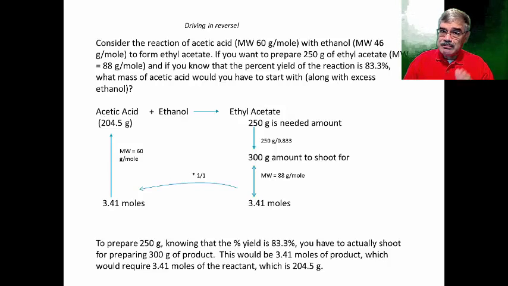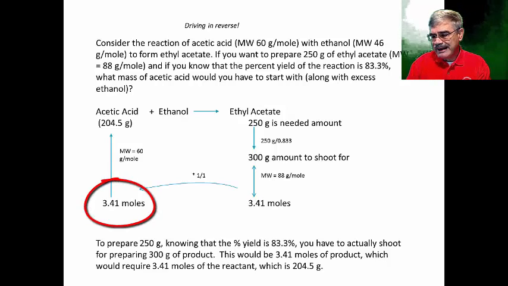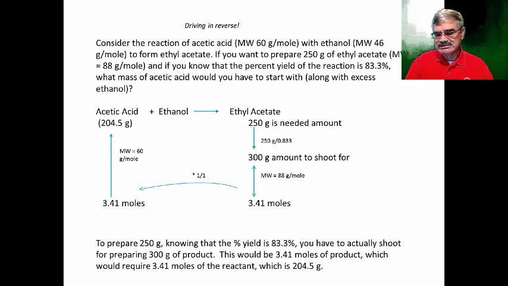Now then, how many moles of the reactant did we need to start with? Well, if you look at the top reaction, it's balanced. It's a 1 to 1 to 1. So that means this part is simple. If we were shooting for 3.41 moles of the product, we had to start with 3.41 moles of the reactant. Now, we're not worrying about ethanol. We assume that we have excess of ethanol, okay? And the only reactant that we're focusing on is the acetic acid.